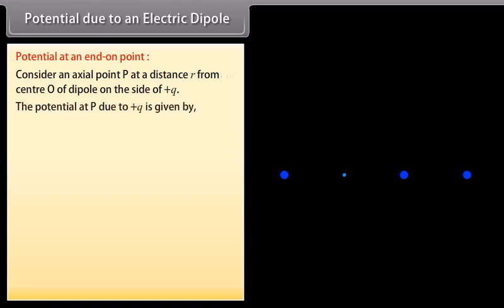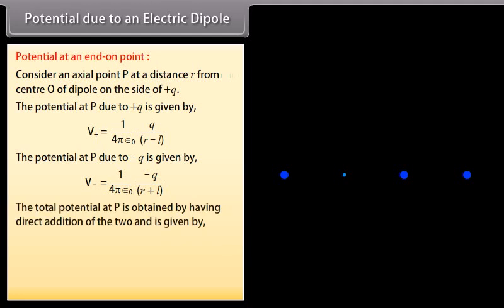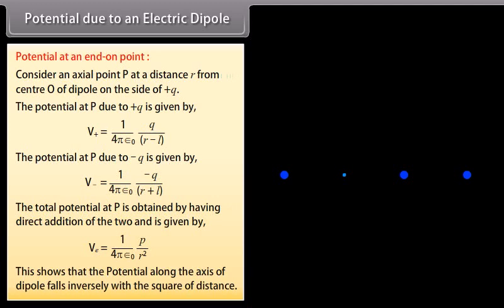The potential at P due to plus q is given by V positive equals 1 upon 4 pi epsilon naught multiplied by q upon r minus l. The potential at P due to minus q is given by V negative is equal to 1 upon 4 pi epsilon naught multiplied by minus q upon r plus l. The total potential at P is obtained by direct addition of the two and is given by V_E equal to 1 upon 4 pi epsilon naught multiplied by p upon r square. This shows that the potential along the axis of the dipole falls inversely with the square of distance.